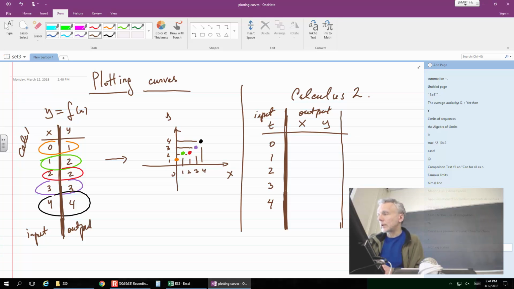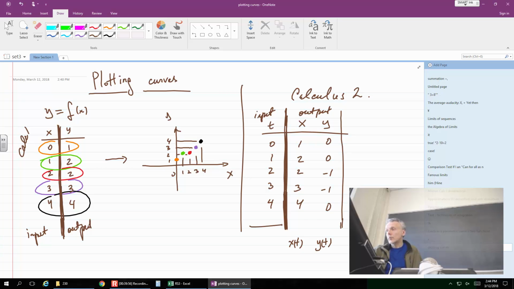So say, let me put the same numbers here, 2, 3, and 4, okay, and I don't know, 0, 0. Okay, so it doesn't matter what those numbers are. So once again, x of t, y of t, input, output.